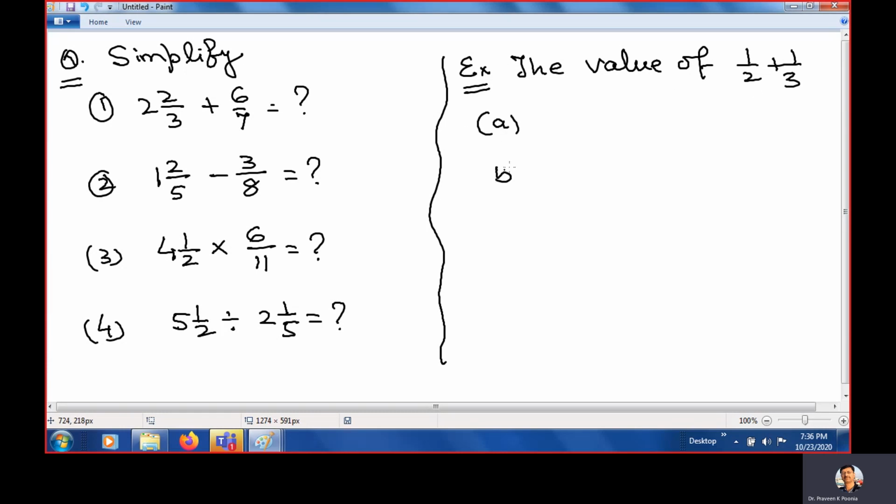So what is the answer? You need to find the correct solution. So it is 6 upon 5. Another option is 5 upon 6. Say 2 by 5. Say 5 upon 2. So which option is correct? You need to find it. Clear? So please solve this question and you will find that 5 upon 6 is the correct solution.